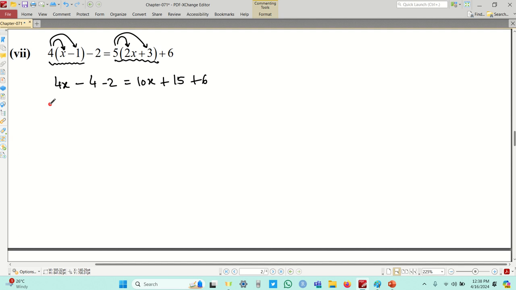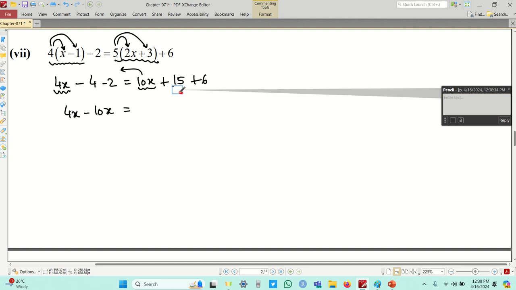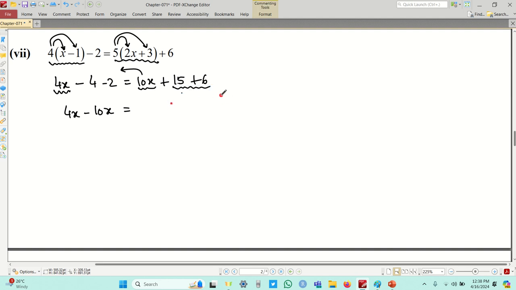Okay. Now there are two x terms. One x term here, one x term here. So bring this x term this side. So 4x minus 10x equal to how much? 15 plus 6. 15 plus 6 is how much? It is 21. Now minus 4 will become plus 4, minus 2 will become plus 2.